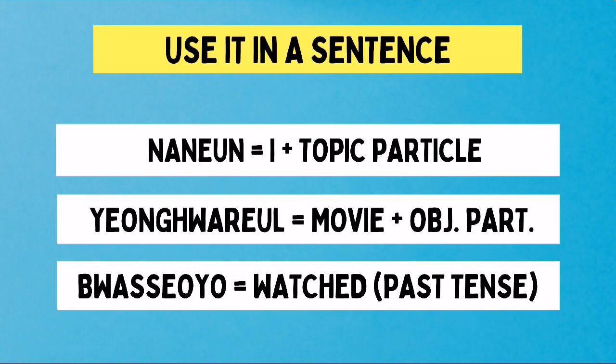The third part of the sentence is 봤어요. We already said that this is the past tense form of the verb to see. But since the action of seeing and watching is the same in Korean, we'll also use 봤어요 to say watched. So this is the past tense form of the verb to watch.